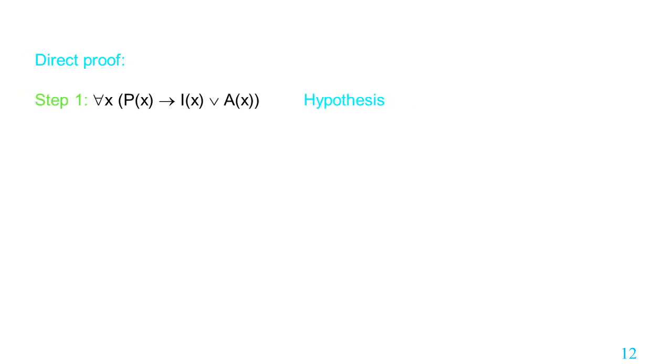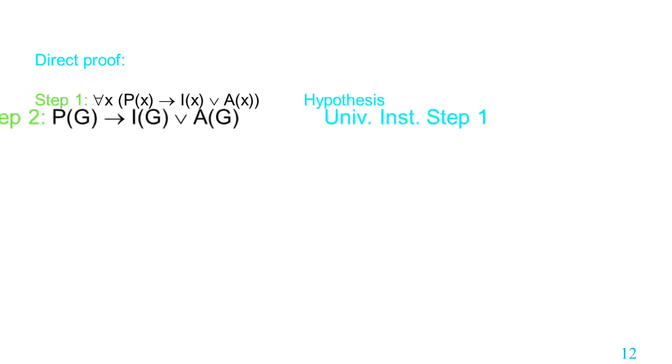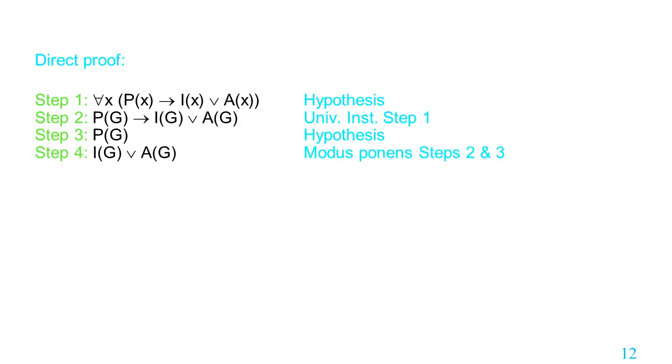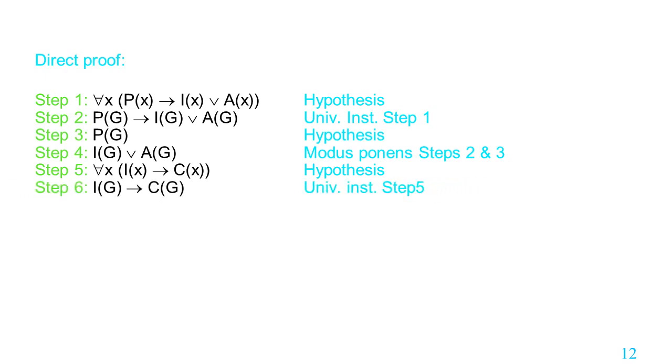Now, how do we reach the conclusion? The first step is a hypothesis. The second one is an instantiation. The third step is also a hypothesis. The fourth step is modus ponens using 2 and 3. Using modus ponens we get this statement. The fifth one is a hypothesis. It is given. This is the instantiation of the fifth step.